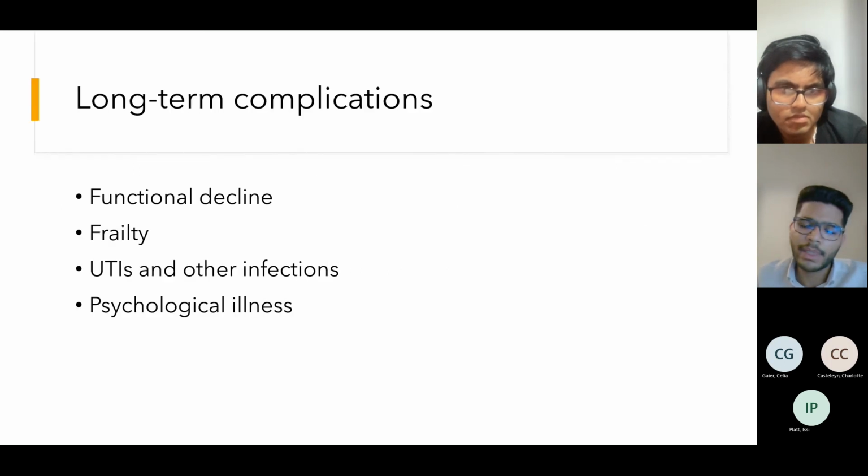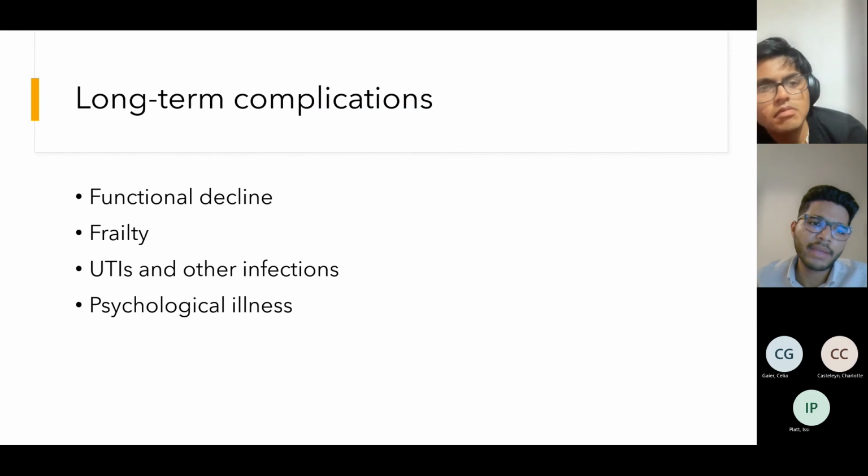Then you've got your long-term complications of stroke. So, basically people just on a general downhill trajectory, which is why you need your MDT input, including psych.